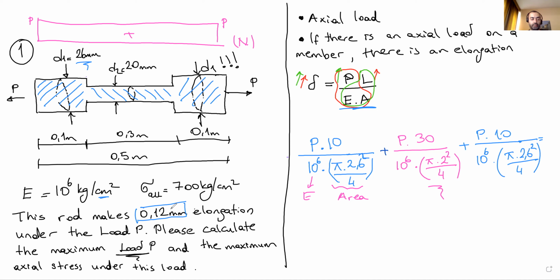0.12 millimeter. This is in millimeter. In the equation I use centimeter, so we need to convert it to centimeter. 0.012, this is centimeter. So we have one equation. Everything is fine here. We have only one unknown, which is the P.